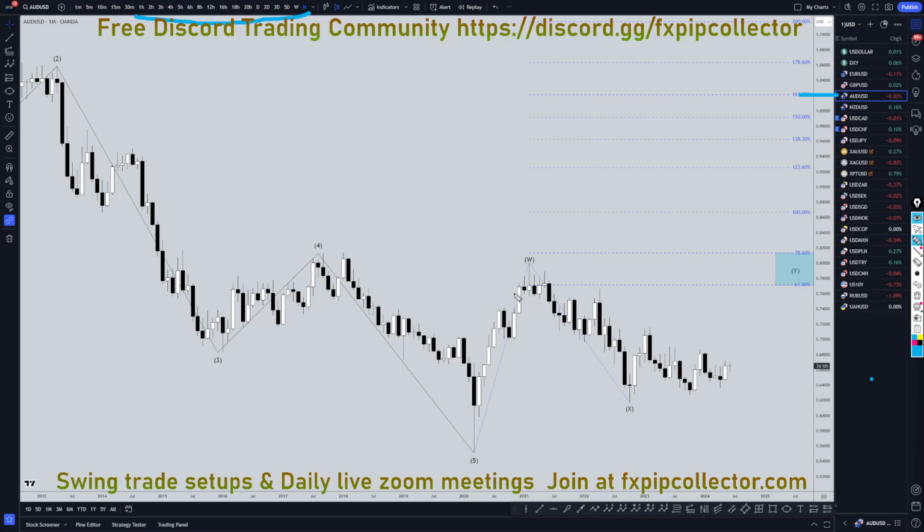So on the Aussie dollar, I still think this is a three-wave up for a W. I still think three waves down for an X. I still think this is going to make one, two, three waves up for a wave Y, which is an ABC on shorter time frames, most likely going up and taking out these previous highs.